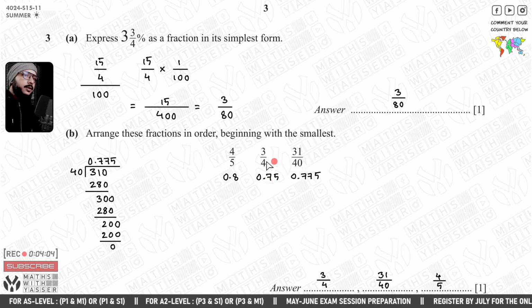And for 31 over 40, let's do the division. So we have 31. In order to bring this 0, we need a decimal. So 40 times 7 is 280. Then after subtracting, we get 300. Again, 40 times 7 is 280. After subtracting, we get 200. So 40 times 5 is 200. So in decimals, 31 over 40 is 0.775. Now it is easier for us to recognize which one is the smallest. So it will be 3 over 4, then 31 over 40, and then 4 over 5.